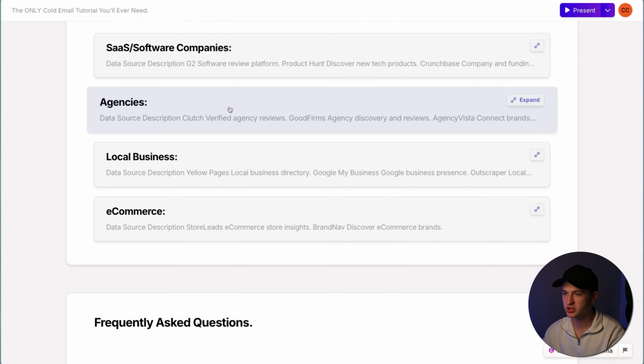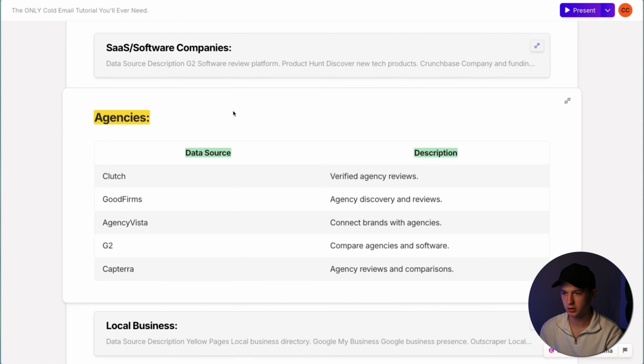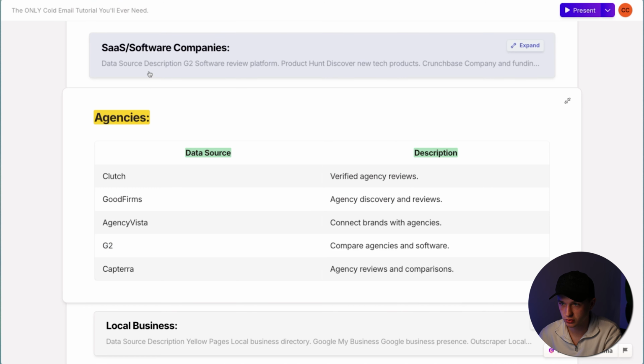So that's software companies. Next is agencies, which I know a lot of you probably are targeting. So Clutch is great, right? Verified agency reviews. So you could just scrape all that. GoodFirms, another review platform for agencies. Agency Vista, again, a connection platform for agencies and brands to connect, which you can scrape easily. G2, this was also in the software list, and Capterra as well. All right, so they have just separate sections, super easy to navigate.